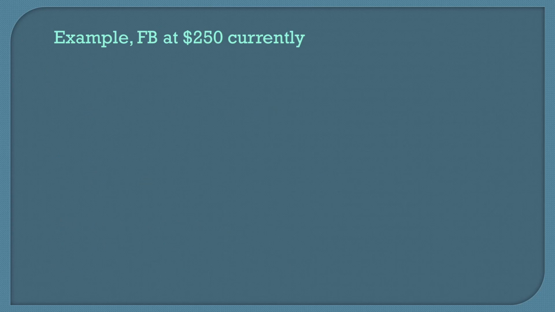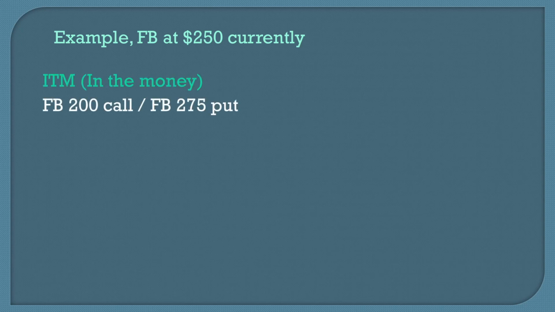So if the price of Facebook is $250 currently, what options are in the money, at the money, and out of the money? For in the money options, a 200 call or a 275 put, both of these will be considered in the money because both these options have intrinsic value.